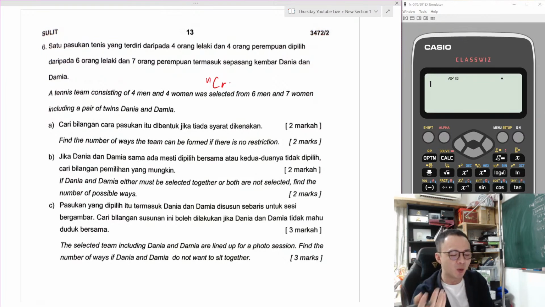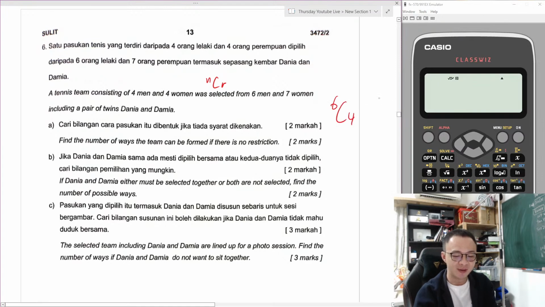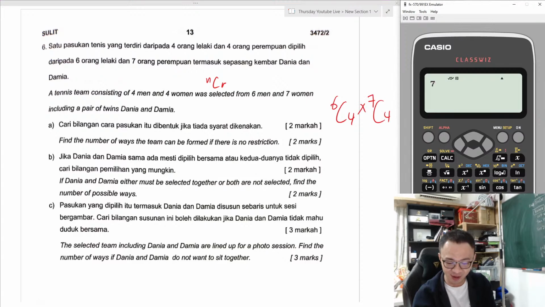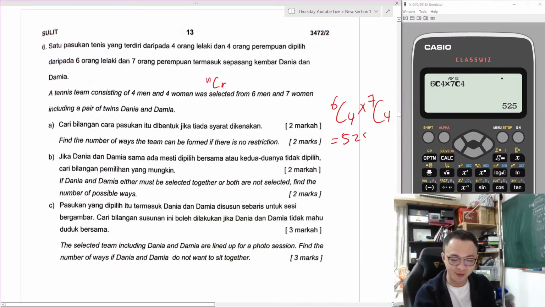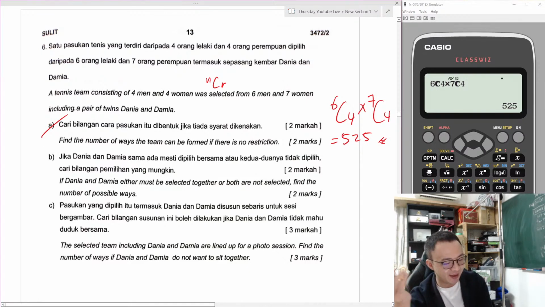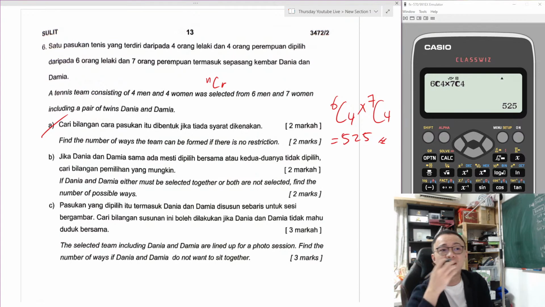Okay, find the number of ways the team can be formed. There's no restriction, so it's very easy. From 6 men, I choose 4, and then multiply by 7 women, I choose 4. That's all. It's sort of a bonus mark. As long as you understand the basic concept, I will say these 2 marks are super easy. So you will get 525. Done with part A.